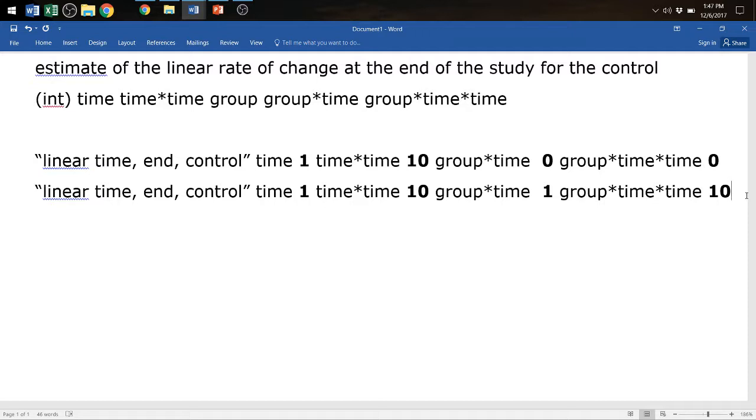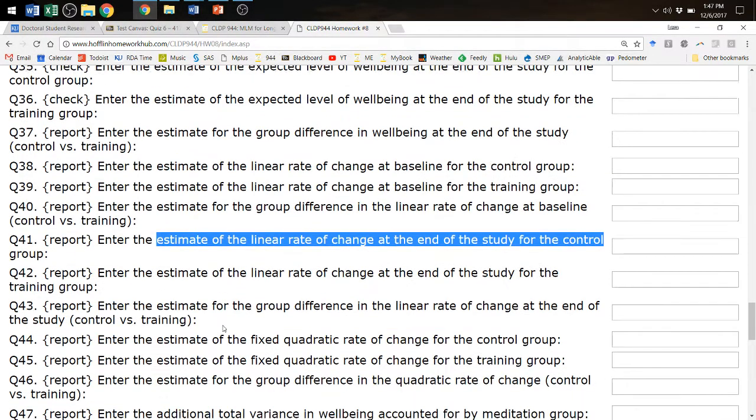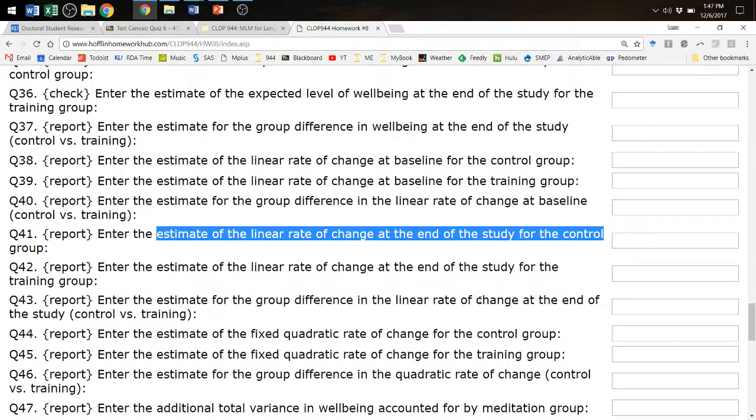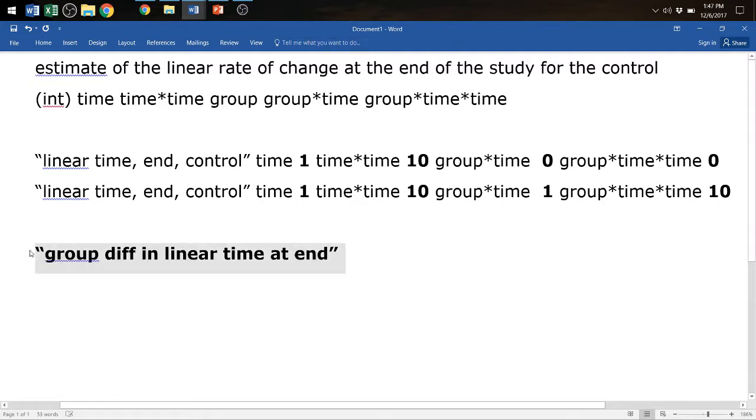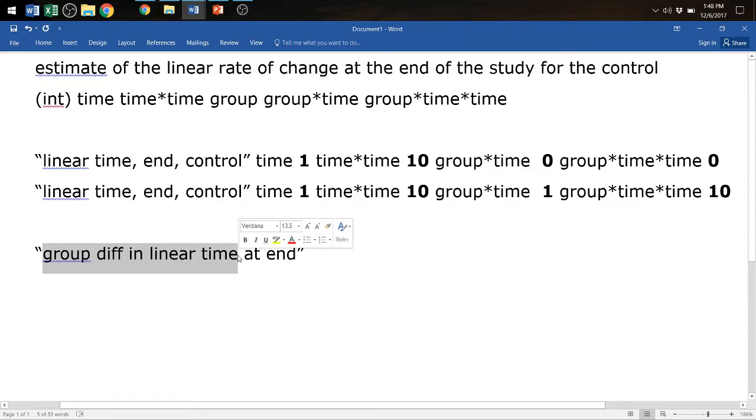Now, all of my questions are deliberately structured to get you to estimate something and then find the difference between it. So I'm guessing the next question after these two is the group difference in the linear rate of change at the end of the study, right? We subtract. Group diff in linear time at end. That's what we're going to get here. So the root term is actually this whole thing, group diff in linear time.